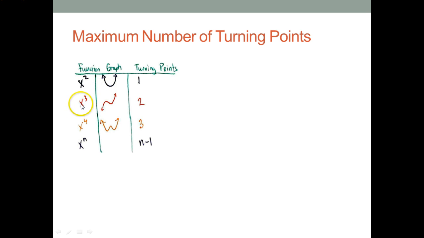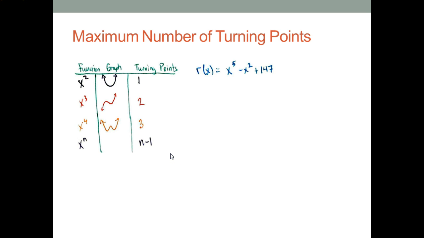If I have a cubic function, or x to the third, like this red graph, you can see I could have a maximum of 2. Sometimes I have 1, but a maximum of 2 turning points. x to the fourth, the orange function here, I could have a maximum of 3 turning points. If you see a pattern, the number of turning points is just 1 less than the highest degree. So if I have x to the n, I would have n minus 1 as my maximum number of turning points.